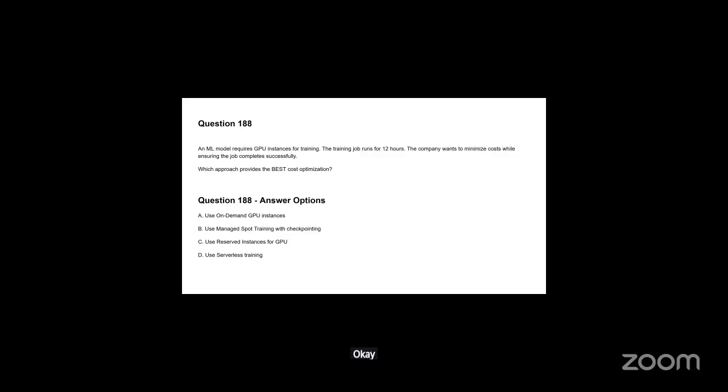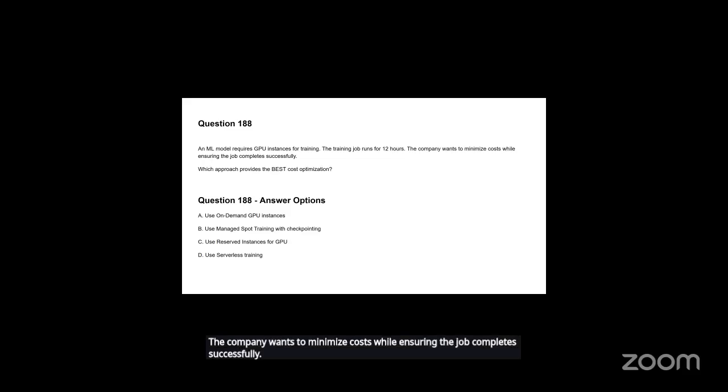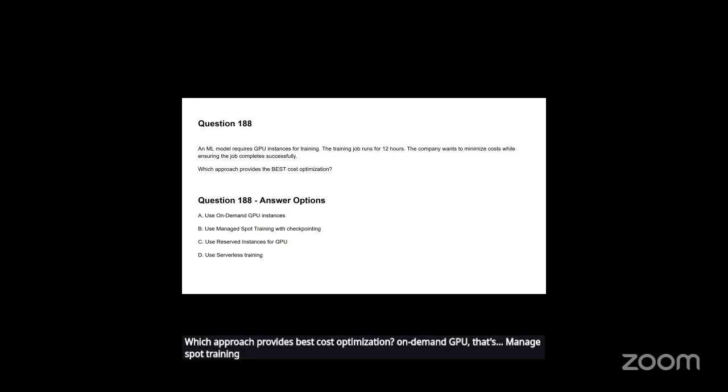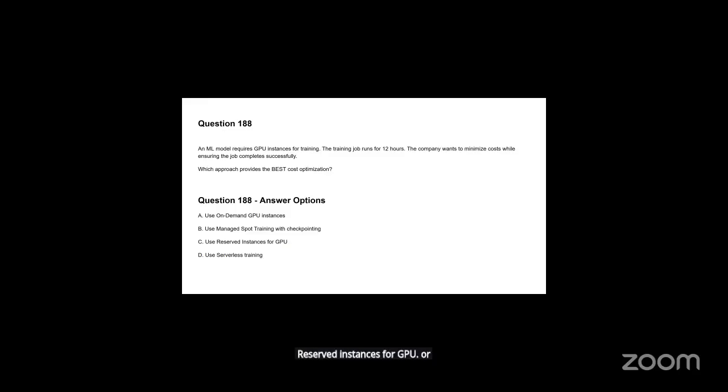Okay, so a model requires GPU instances for training. The training runs for 12 hours. The company wants to minimize costs while ensuring the job completes successfully. Which approach provides best cost optimization? On-demand GPU, managed spot training with checkpointing, reserved instances for GPU, or serverless training?